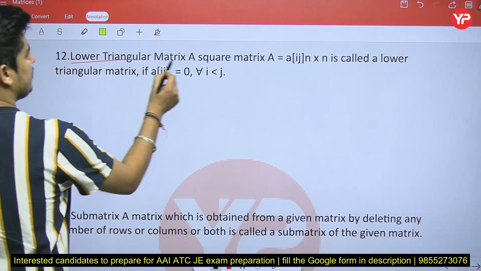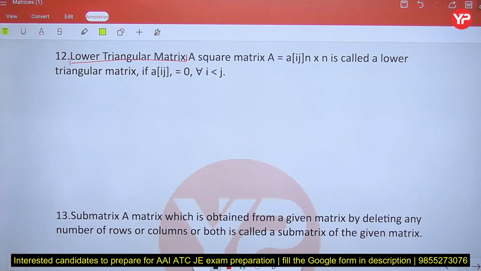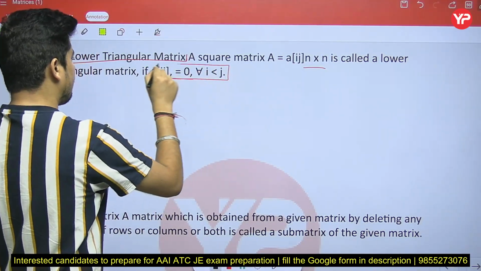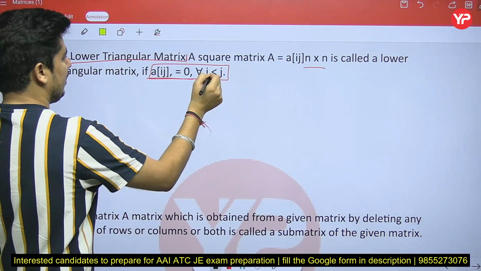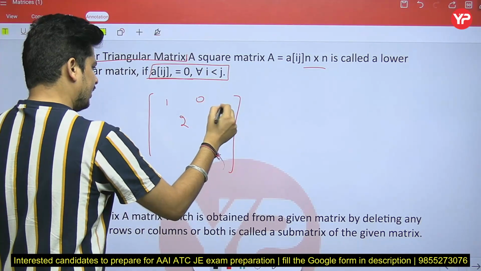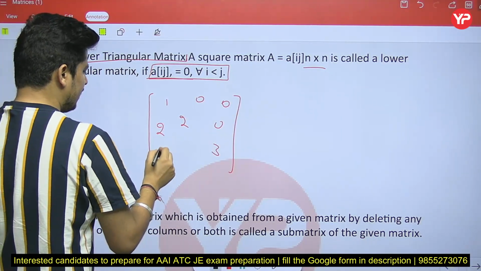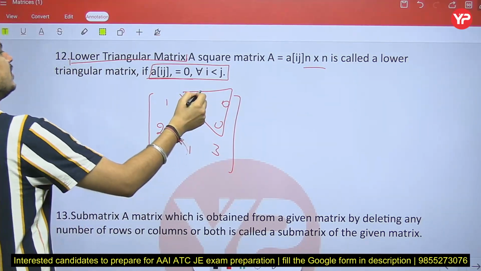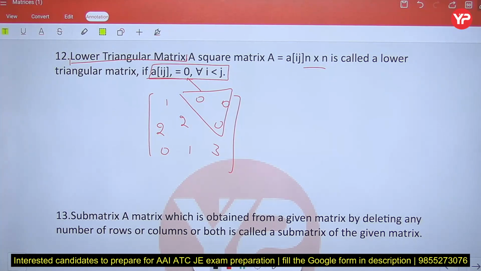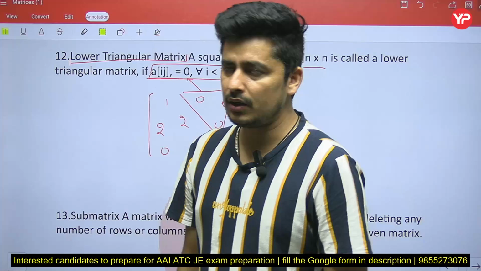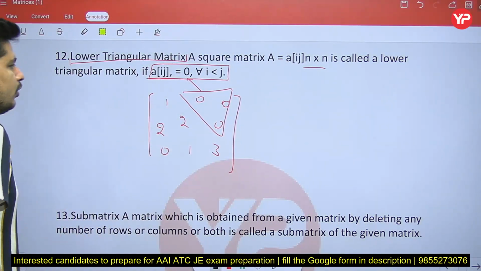Lower triangular matrix, right? A square matrix A equals Aij, n cross n, is called a lower triangular matrix when Aij equals 0, and this time the opposite: when j is greater than i. It means your upper triangle should be 0 and the lower triangle may be anything like this. But this upper triangle is 0. So that's why it is called a lower triangular matrix. Now you understood the difference between upper triangular and lower triangular matrix.